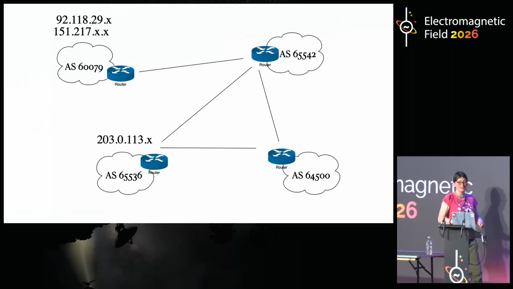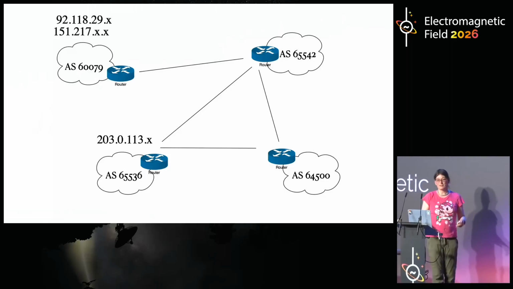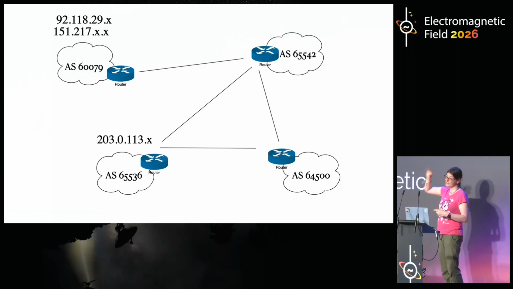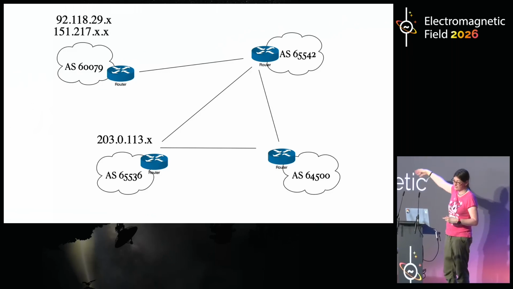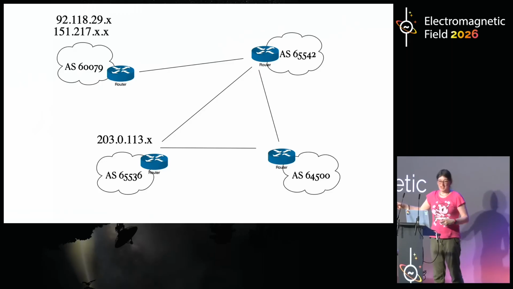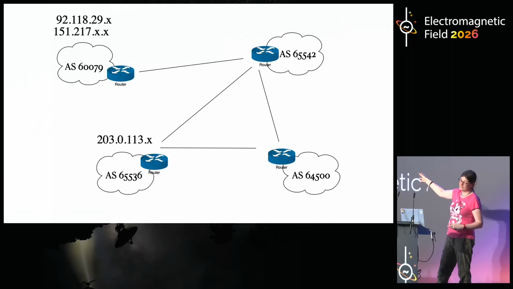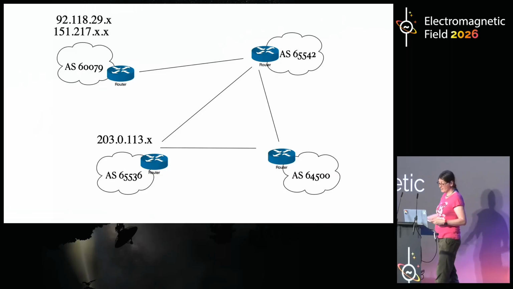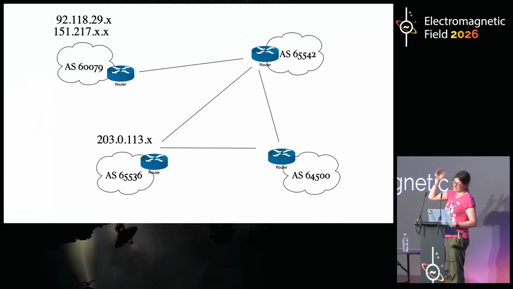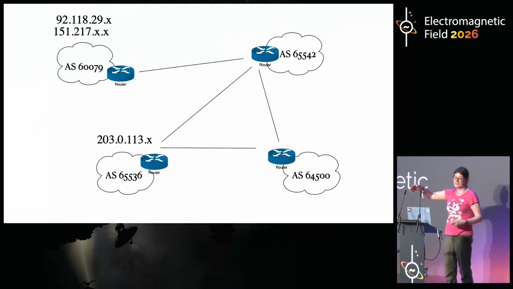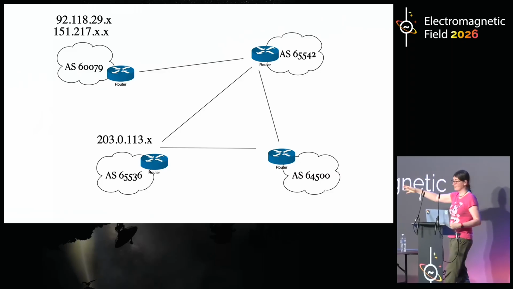Each network that participates on the internet is known as an AS, which stands for Autonomous System, and has a unique number that you can request from a registration agency. EMF camp is AS 60,079, for example. And EMF camp has a whole bunch of IP addresses. They have all IP addresses starting with 92.118.29, and most of the IP addresses starting with 151.217.